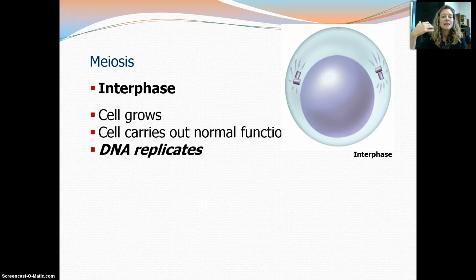Okay, interphase. This is still where the cell spends the majority of its time, even in meiosis, because this is where the cell is growing. This is where the cell is carrying out normal cell functions, maintaining homeostasis. And then the big thing that happens during interphase, we know, is that the DNA replicates. There is only one interphase. We only replicate the DNA one time, but then divide the cell 2 times. That is how we end up with cells that have half the number of chromosomes.